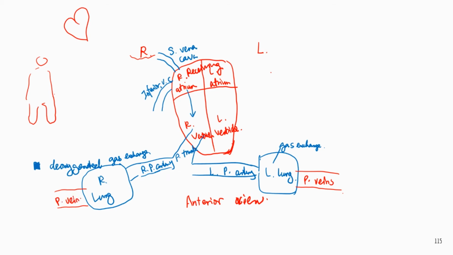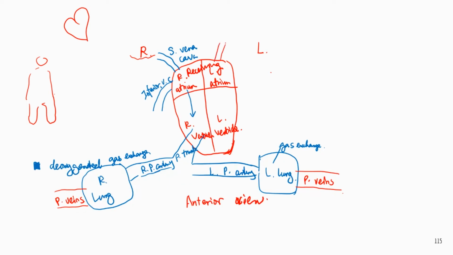Pulmonary veins. Okay, so there are 4 pulmonary veins in total, 2 from each side. Those pulmonary veins will bring blood back to the heart, right? So now you need a receiving chamber to receive the blood from the pulmonary veins. That's going to be the left atrium.